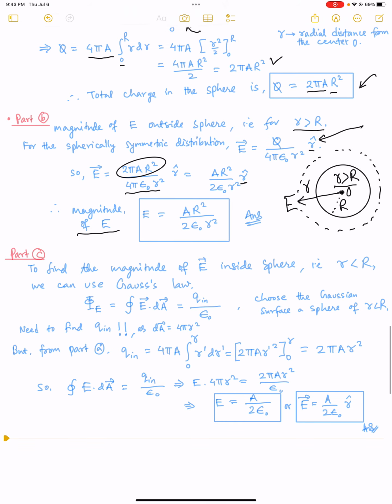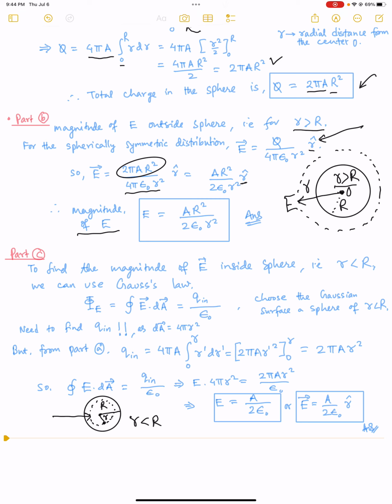Let's say this is the radius, so you have to find the electric field at some distance r, which is obviously less than the radius. For this case, we can use Gauss's law by drawing this type of Gaussian surface. It will be a spherical Gaussian surface.